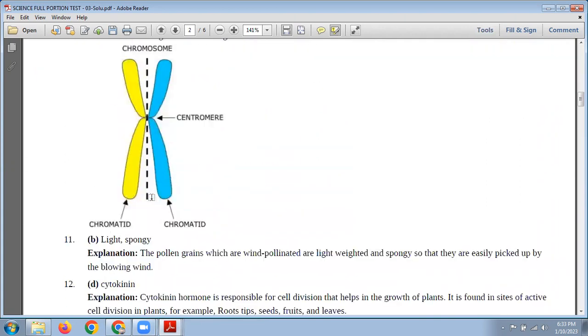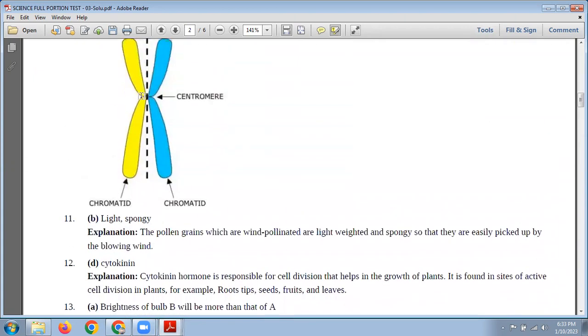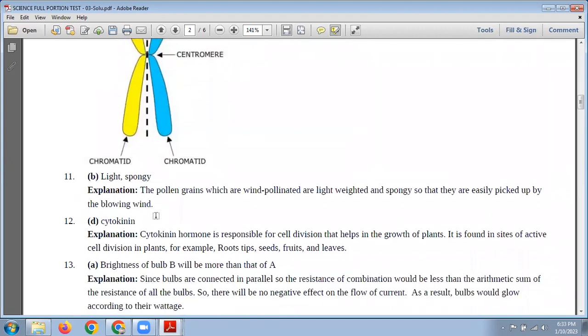And then the third one is light and spongy. Then only it can easily travel in the air, in the blowing wind. If it is light and spongy, then only it can easily flow in the blowing wind. So option B is the correct answer.